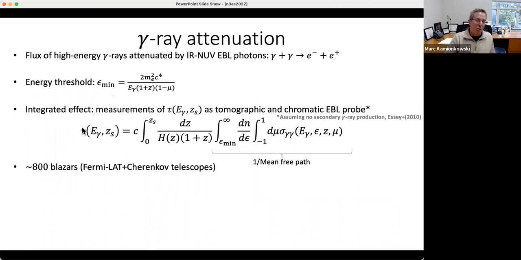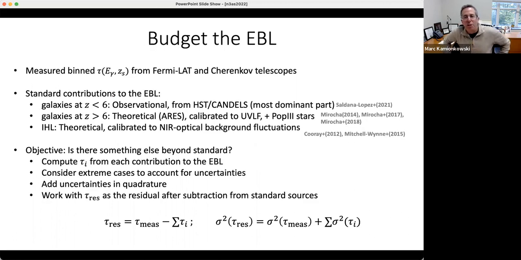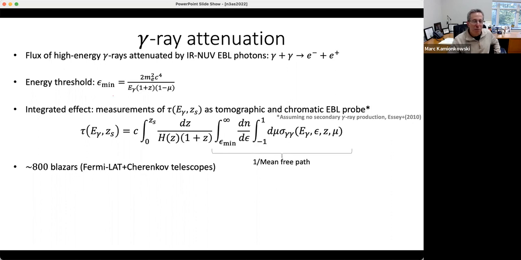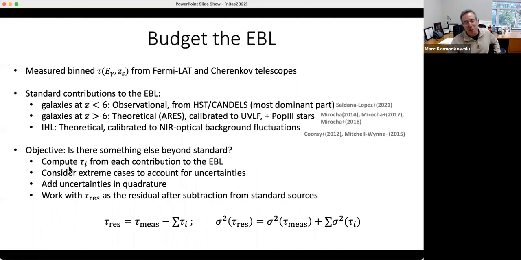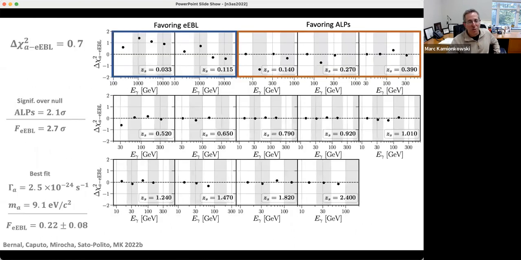So you can calculate the optical depth for a photon of energy E coming from a source at redshift z to be absorbed, and it's some integral over the path length of the photon energy density. So we did a little analysis using Fermi data. Fermi has actually measured the optical depth to gamma ray absorption for sources at redshift z_s. They've done this with about 800 blazars at redshifts up to a few. And what we did is we took their measurements of these taus.